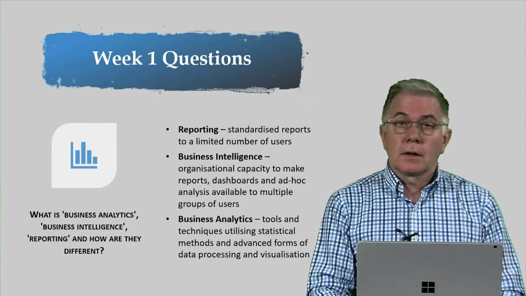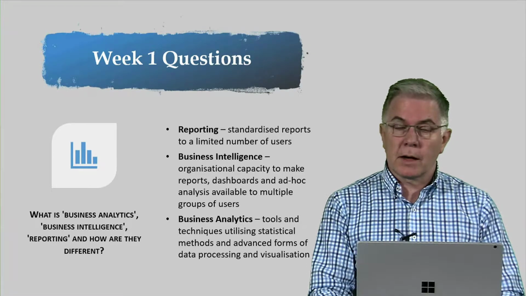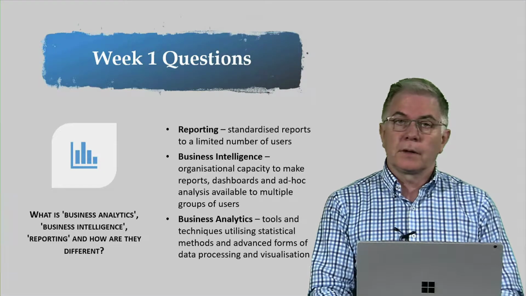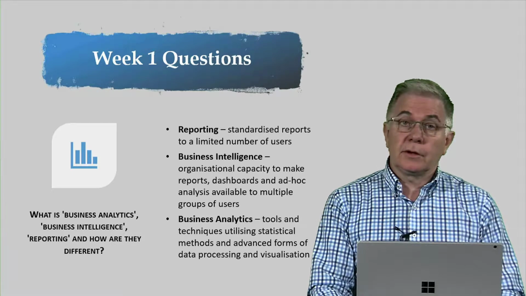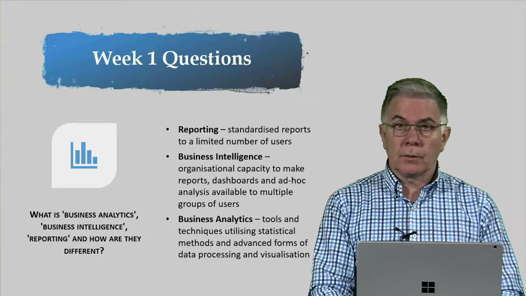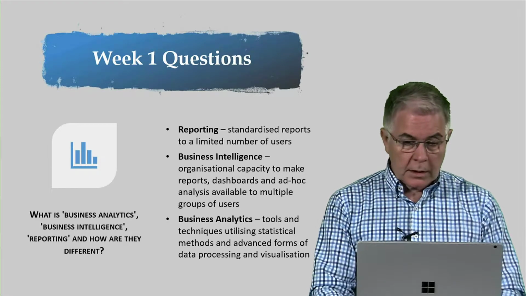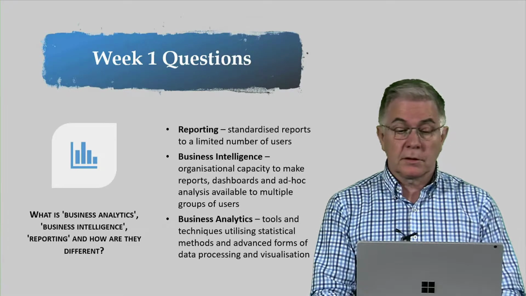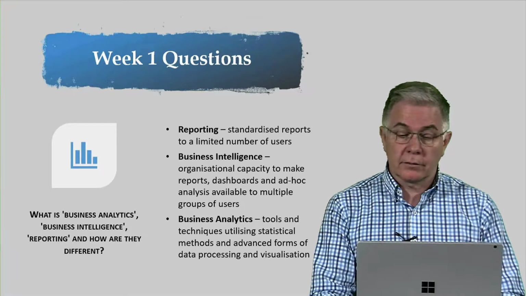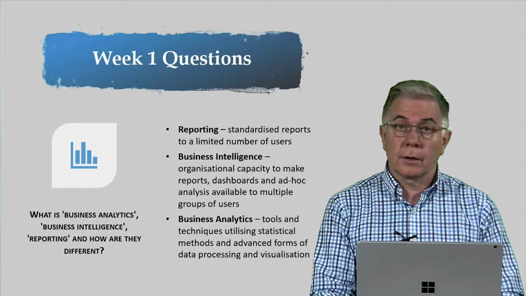So reporting. So these are standardised reports to a limited number of users, and probably the first reports that came out in organisations were financial reports, and then moved into marketing reports. Then we had business intelligence, and so this has really been a dominant force within many organisations over the last 10 to 15 years. So this is an organisational capacity, usually centralised, to make reports, dashboards and ad hoc analysis available to multiple groups of users. So here you can see an evolution of the use of data in decision making, and lots of types of different data as well.